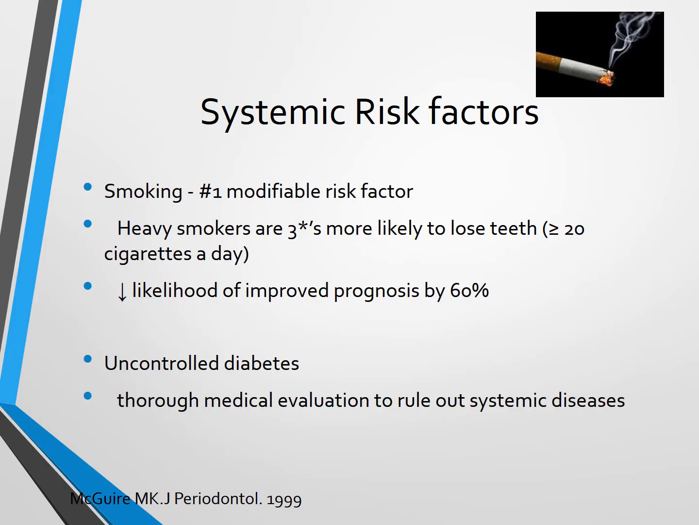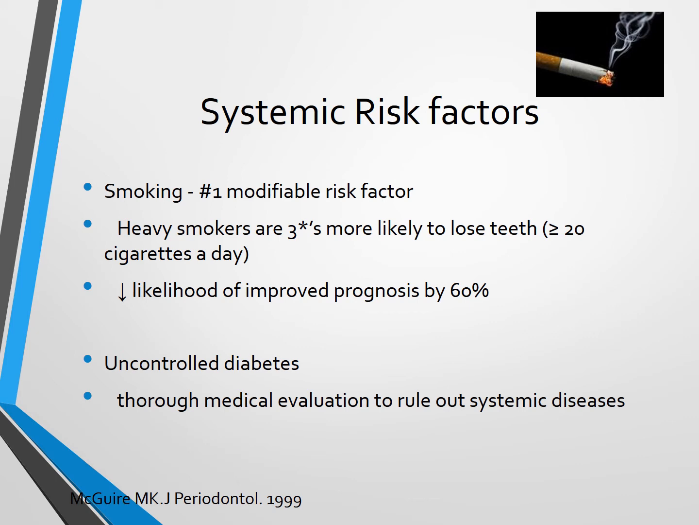Okay, now that we've talked about the local contributing risk factors, I'm going to briefly talk about systemic risk factors. I know you guys have had this before. However, we're trying to relate it to treatment planning now. So the smoking, remember, is the number one modifiable risk factor. And also remember that you have a decreased likelihood of improved prognosis by 60%.